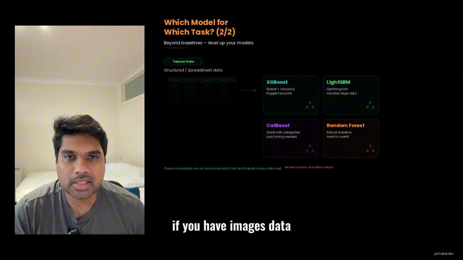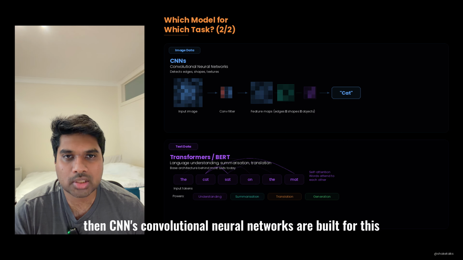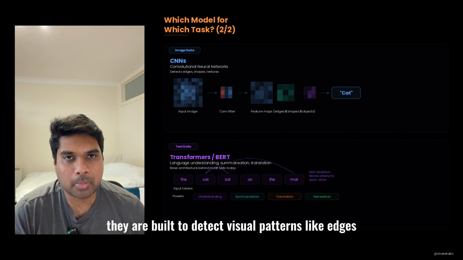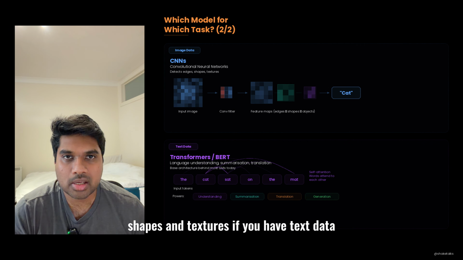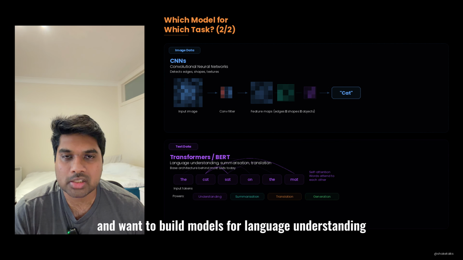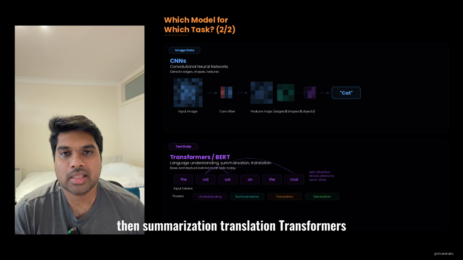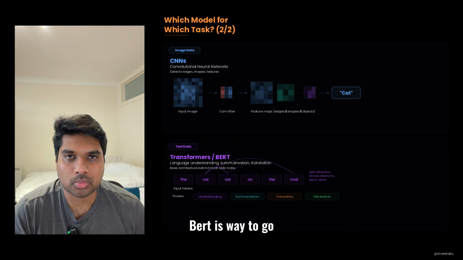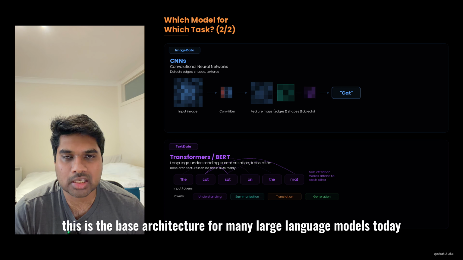If you have image data, then CNNs, convolutional neural networks, are built for this. They are built to detect visual patterns like edges, shapes and textures. If you have text data and want to build models for language understanding, like summarization and translation, transformers, BERT is the way to go. This is the base architecture for many large language models today.